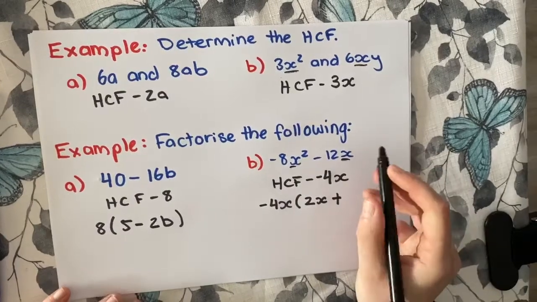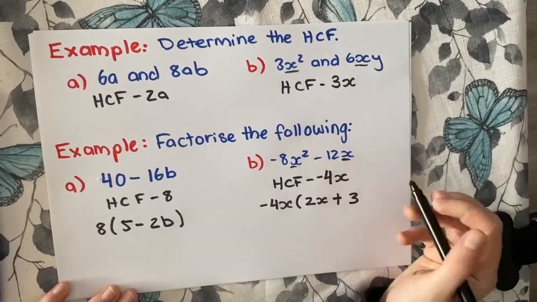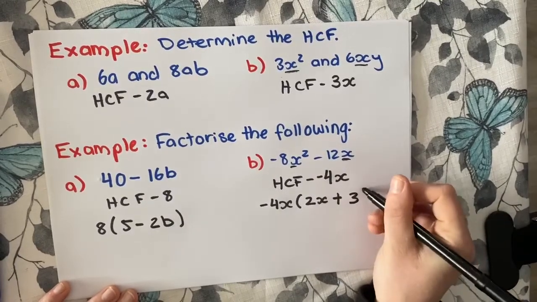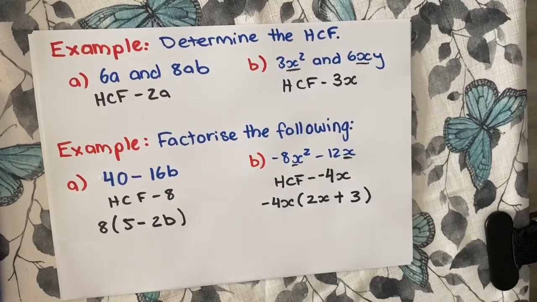Okay, so now we go, what is 12 divided by 4? It is 3. Now, because it's not x squared, it's just going to end with 3. And bam, it is done.